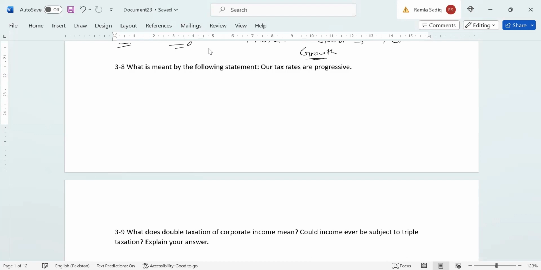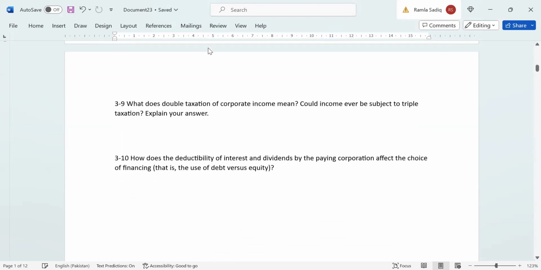Well, progressive tax rates basically means that as your taxable income increases, so does the rate of the tax. And this is done to ensure that only those that are earning additionally are going to be taxed additionally.